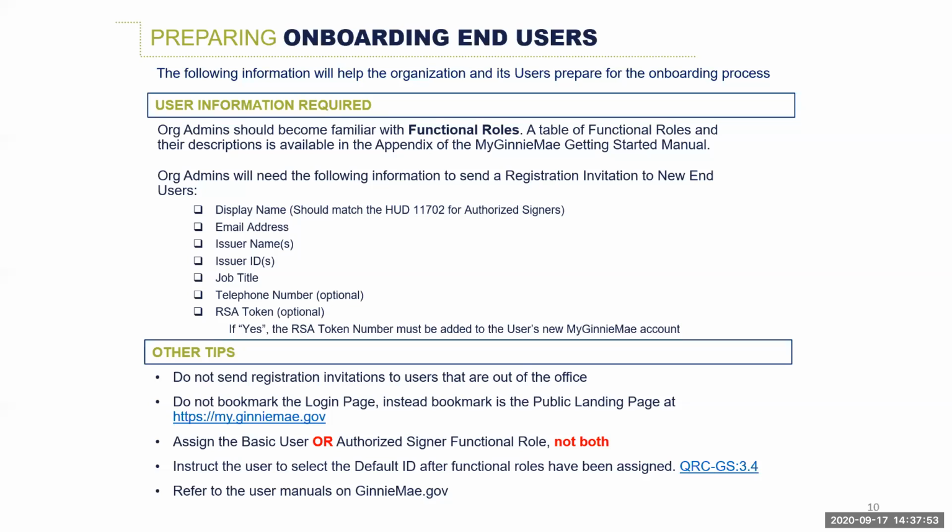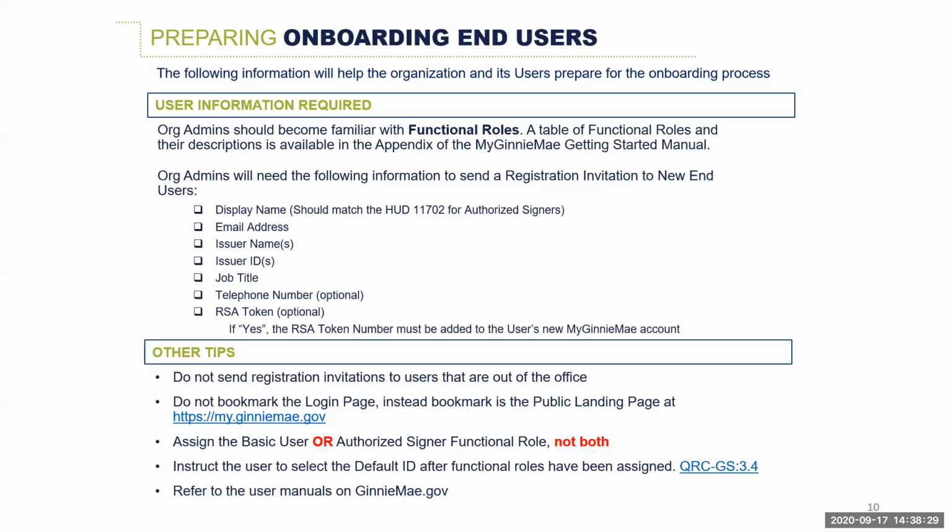Okay. So there are a few tips here for preparing for onboarding end users, okay? One of them is identifying the information that you'll need before you send that registration invitation. You need the display name, again, which should match that HUD 11702 for authorized signers, their email address, your issuer name and your issuer ID or IDs, if you're going to set the user up under multiple IDs, their job title, and you may also list their phone number.